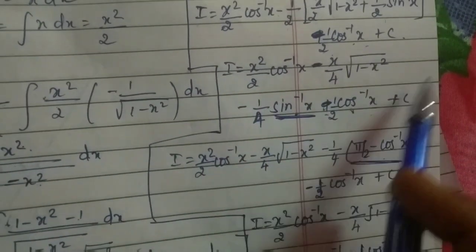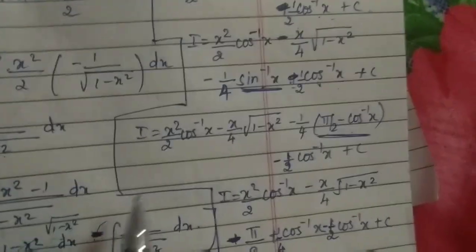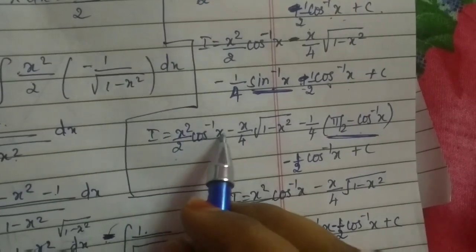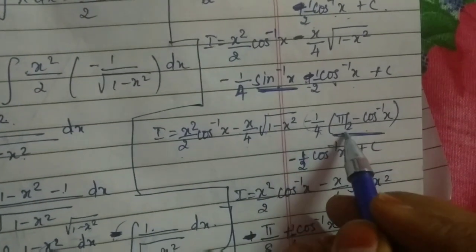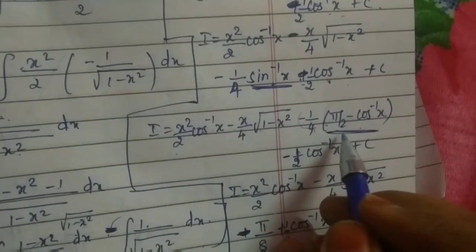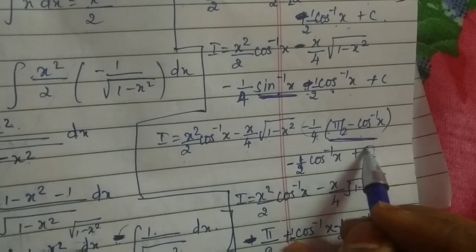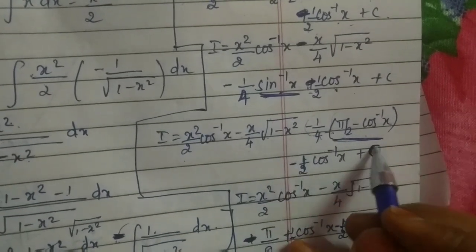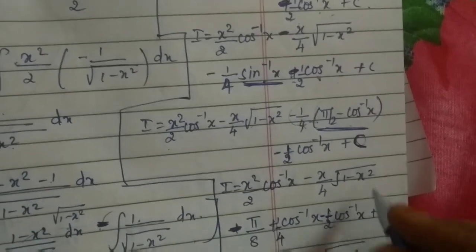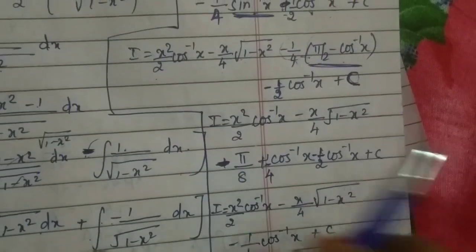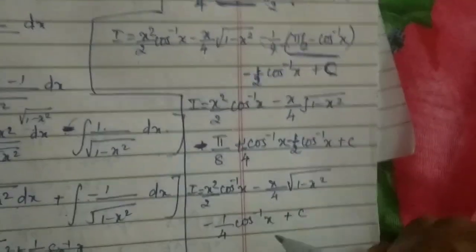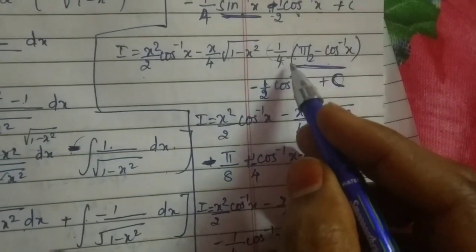Now, to check whether I have written the remaining terms as it is, the next one. So, x squared by 2 into cos inverse of x minus x by 4 root of 1 minus x square minus 1 by 4 into pi by 2 is a constant. So, no need to write, since when you add a constant to a constant, you will be getting a constant. So I didn't write it. At last, in the final step, I didn't write pi by 8 plus constant, which is also a constant. So, in the last step, I did not write that pi by 8.